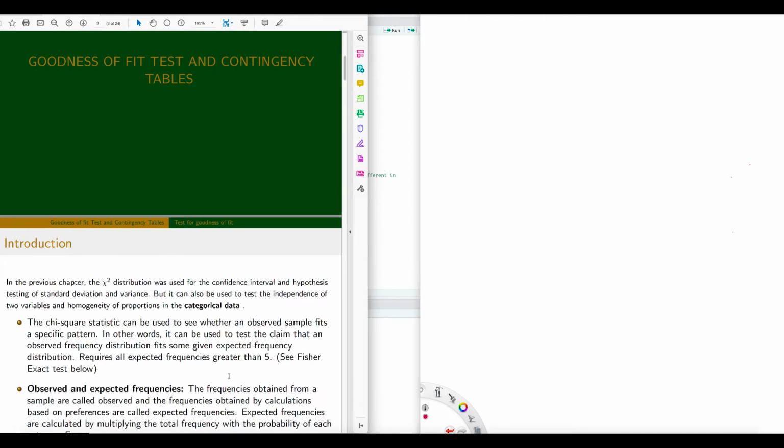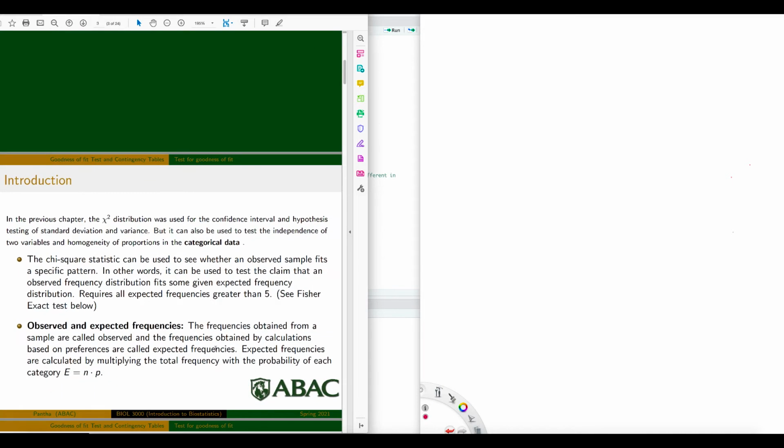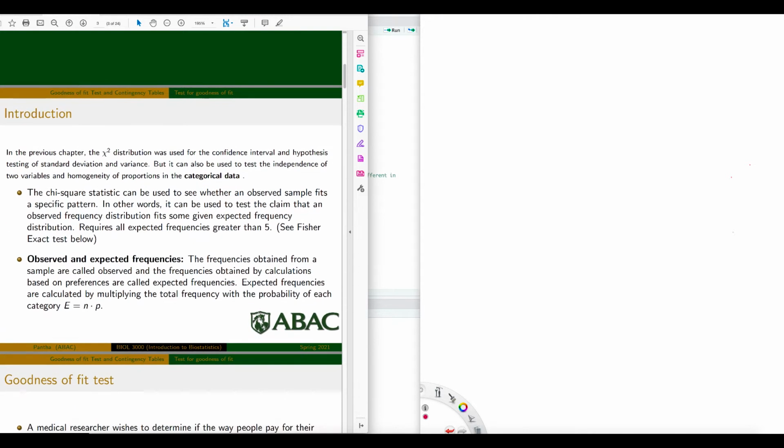So the chi-square statistic can be used to see whether an observed sample fits a specific pattern. In other words, it can be used to test the claim that an observed frequency distribution fits some given expected frequency distribution. It requires all expected frequencies to be greater than 5. If some of the expected frequencies are less than 5, we will do some other things, right? For example, you can combine with another column, or you can use the Fisher exact test. So we will see what the observed and expected frequency are next.